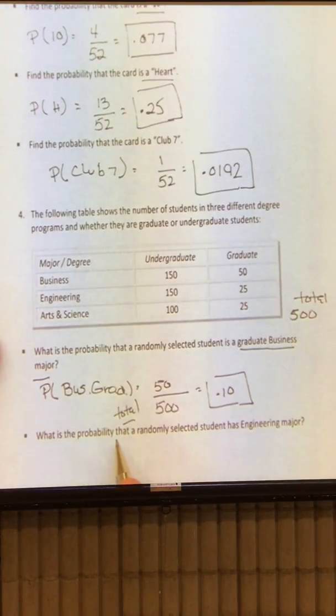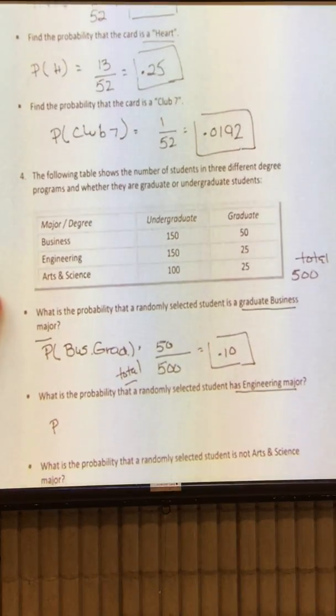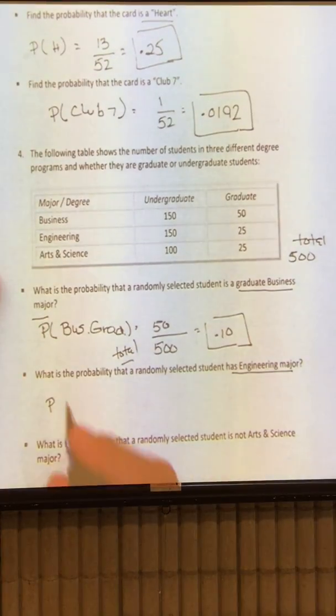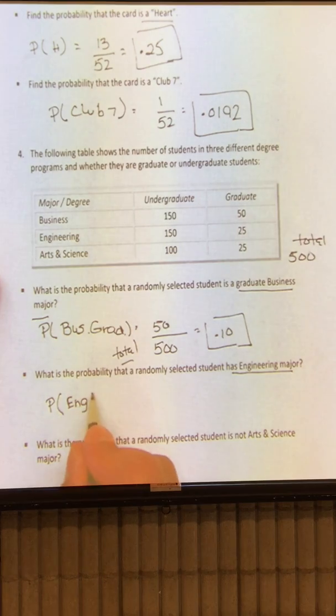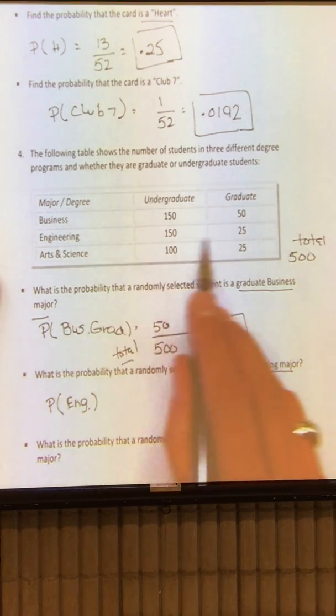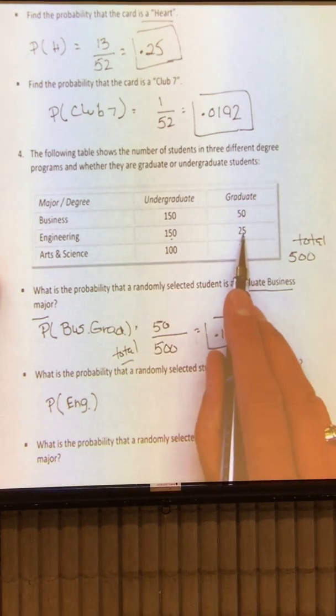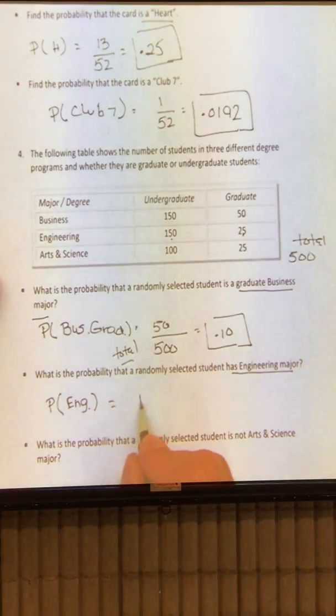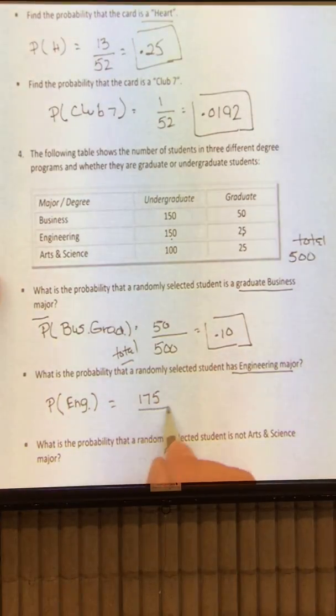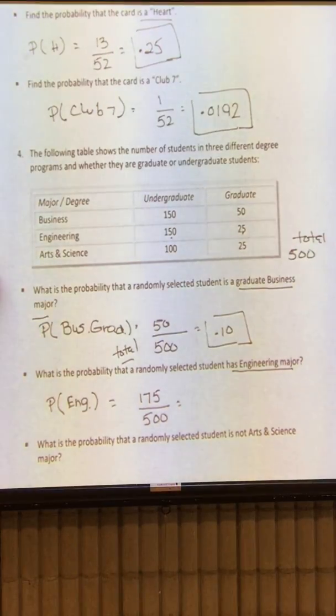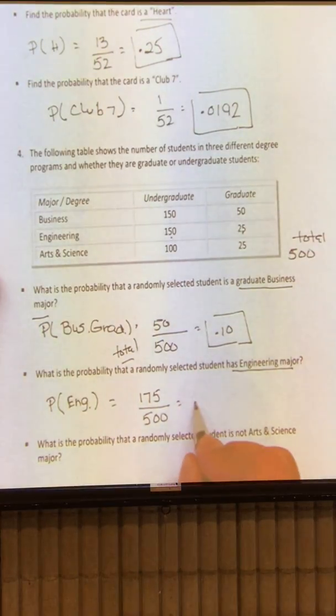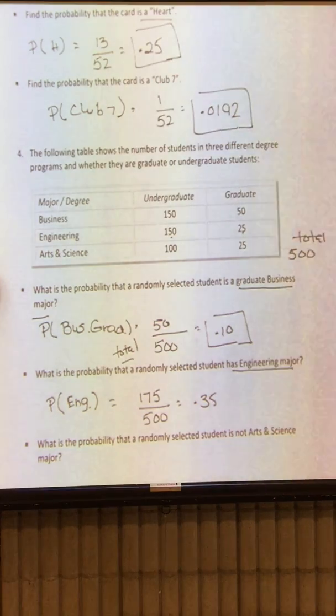What is the probability that a randomly selected student has an engineering major? So the probability of the student being an engineering major. Here you total engineering, 150 plus 25 is equal to 175 divided by the total. 175 divided by 500 is equal to 0.35.